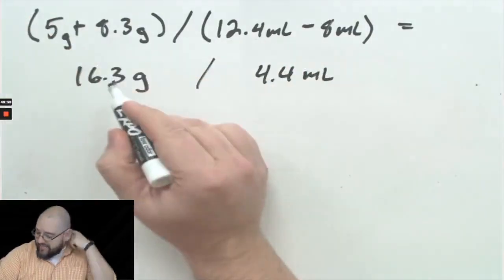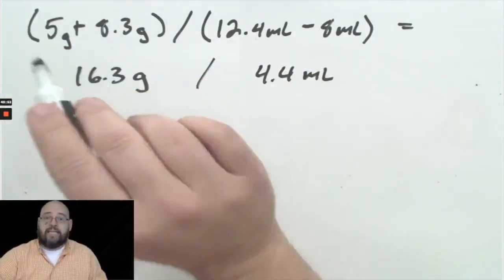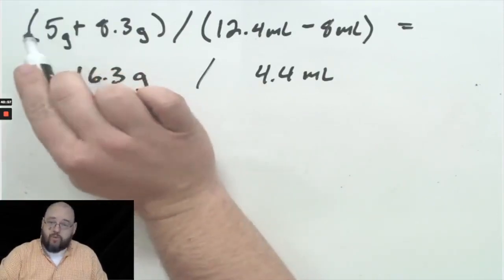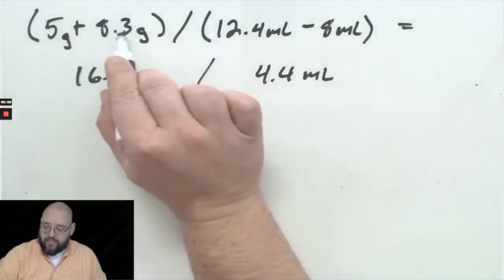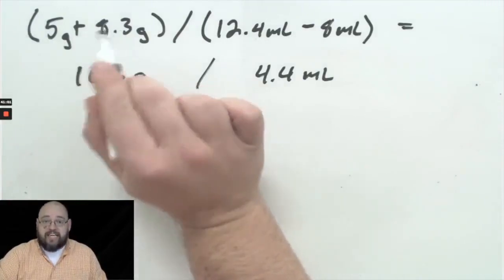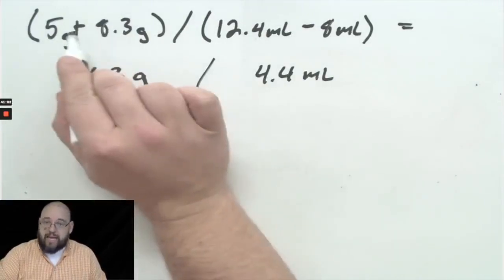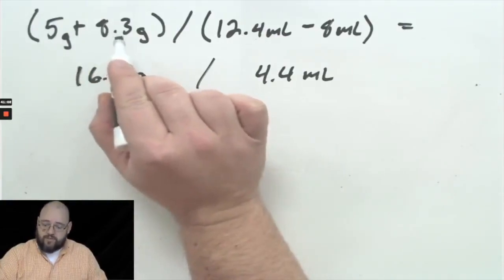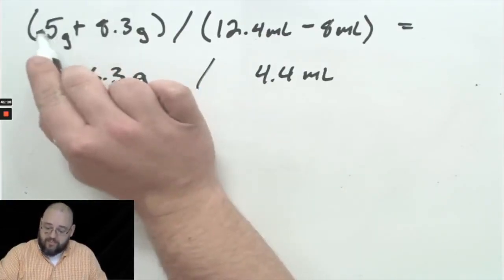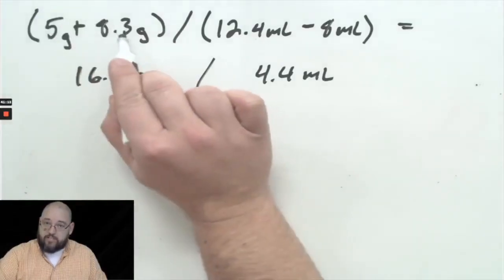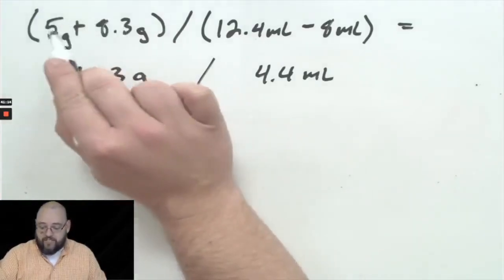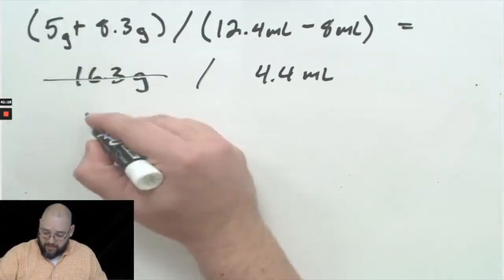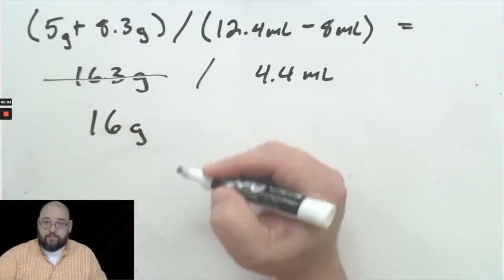So I added these together, but I have to account for these significant figures. This number only has the ones place. This one has the tenths place. My answer has to have the same number of decimal places as the number with the fewest, because I'm adding. So this has 0 decimal places. This one has 1 decimal place. So my answer has to have 0 decimal places. So instead of 16.3, I should be writing just 16 grams.